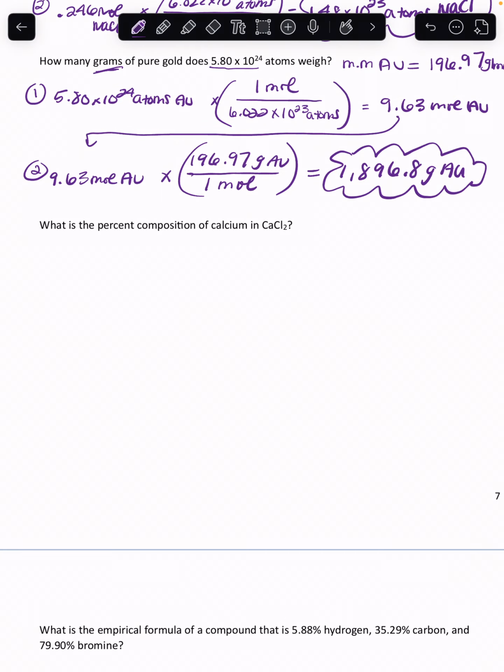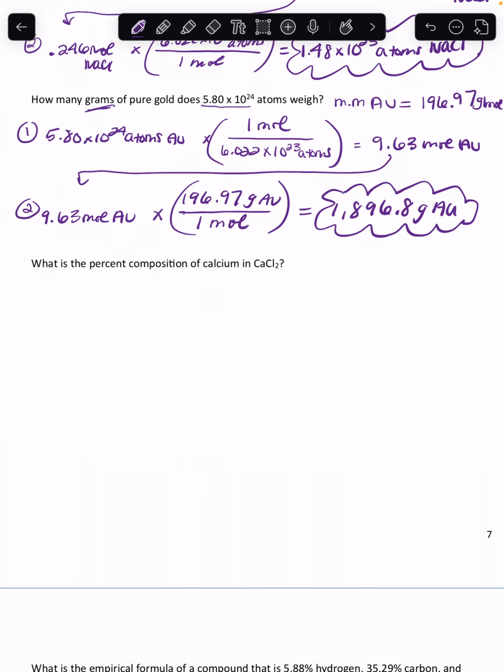So, what is the percent composition of calcium in CaCl2? Great question. So we're going to start. Percent composition equals mass of the element I want to find out, right? In this case, it's calcium, over mass of my compound, CMPD. All right? Divide those and then multiply by 100.